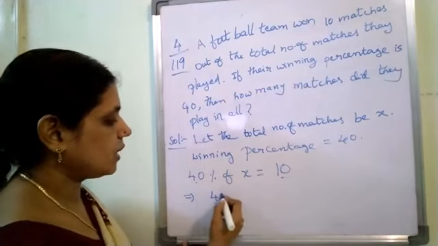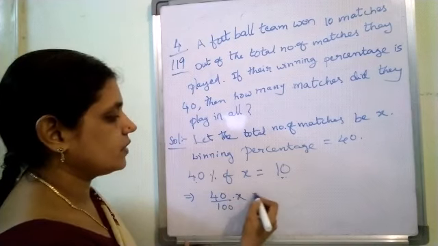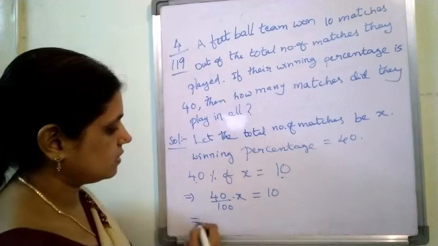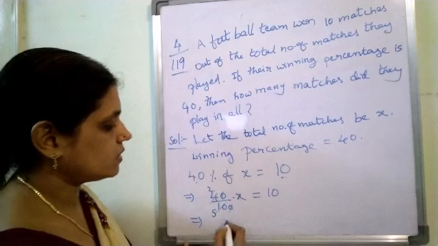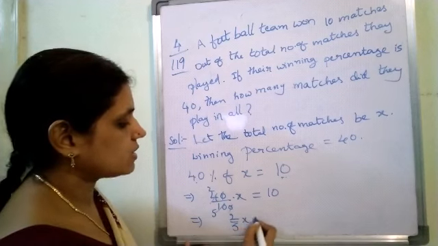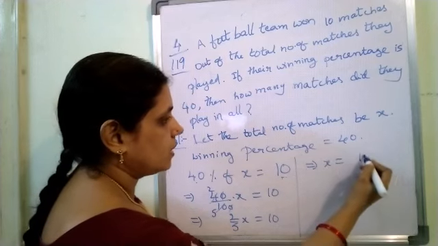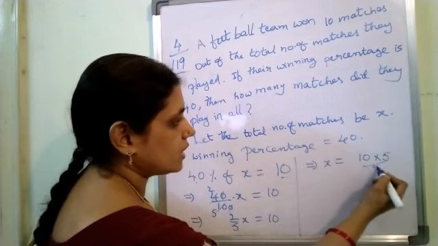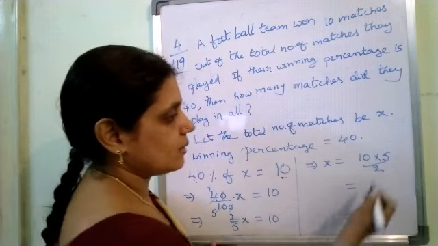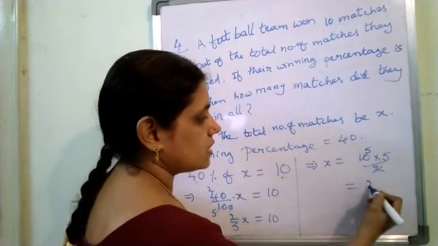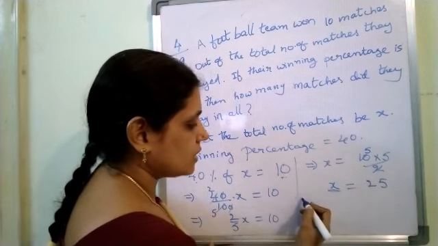Now percent how to write? By 100. 40 by 100 into X equal to 10. So here 4 2 times, here 5 times. So 2 by 5 X equal to 10. Now X you need to find out. 10 into 5 by 2. Here actually simple equations concept we are using, how you have done in second chapter. So here 5 5s are 25. So what is this X? The total number of matches.